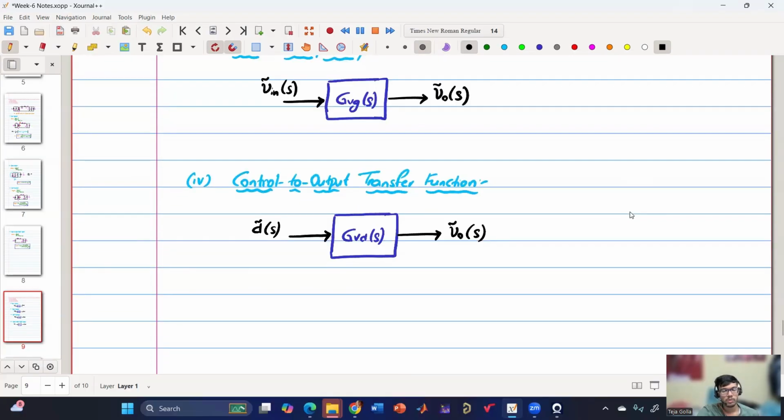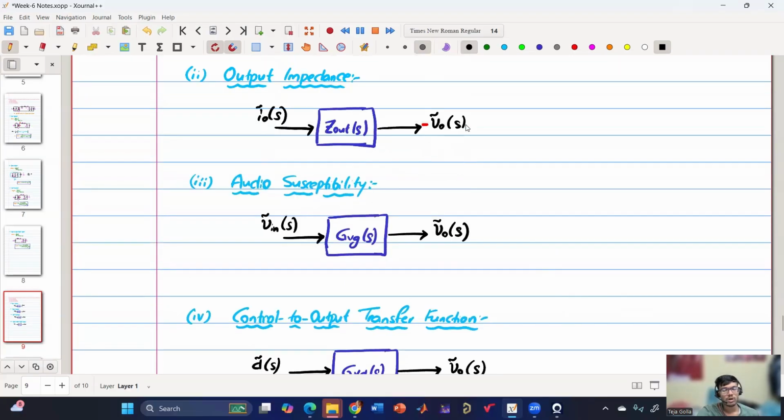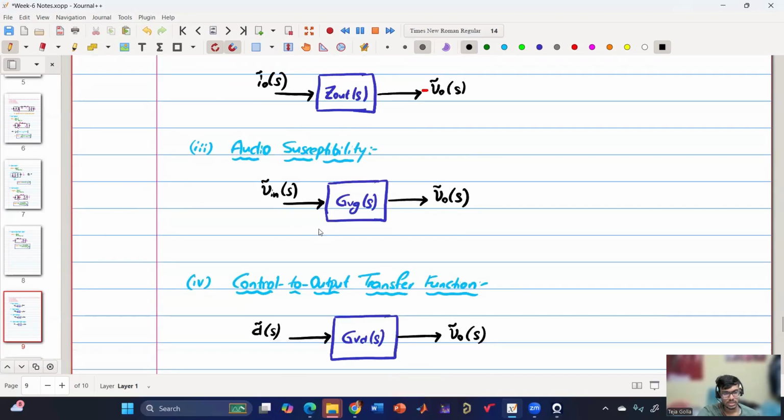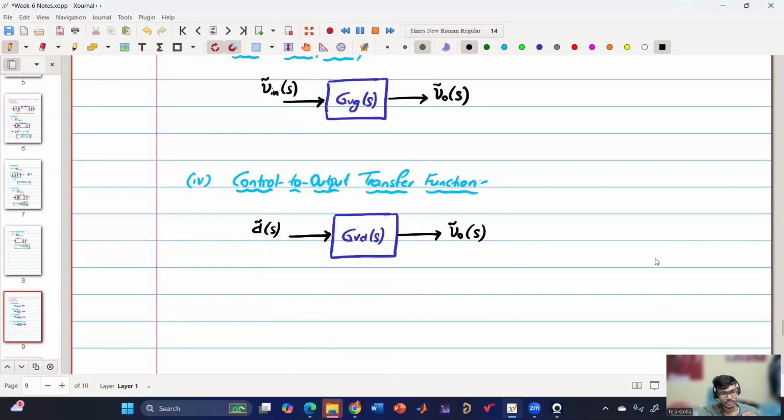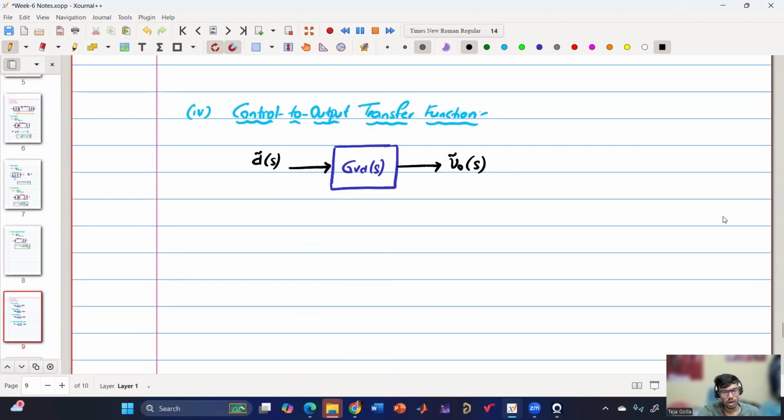So by superposition, I can get V naught perturbation of S at condition 1 is equal to Z out into I naught perturb of S, and V naught of S at condition 2 is equal to GVG of S into V in of S, and V naught of S at condition 3 equal to GVD of S into D perturb of S. Agree? Yes. So now if I want to write the final expression, I can write it like this.